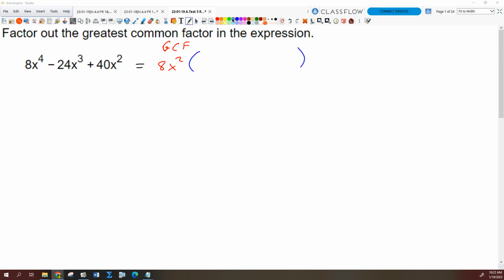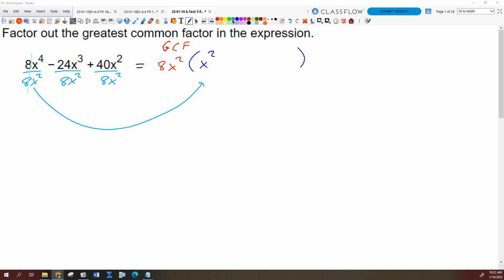So if we want to see what's left over, we could just divide each of these terms by 8x squared, right? What are we going to get here? If I divide 8x to the 4th by 8x squared, what do we get? Just x squared. Yeah, the 8's cancel, don't they? And I can cancel 2 of the powers of x, so I just end up with an x squared.